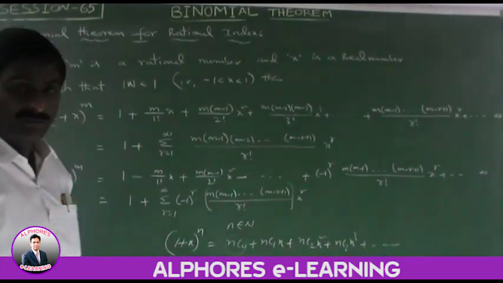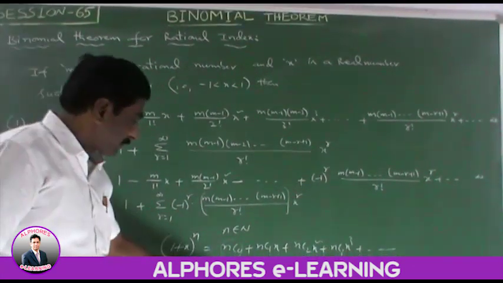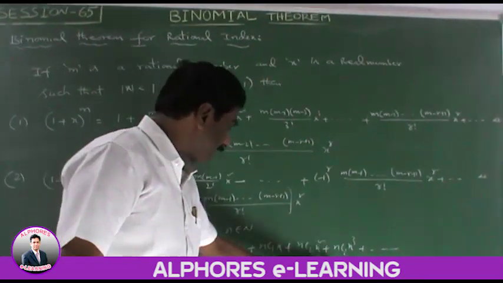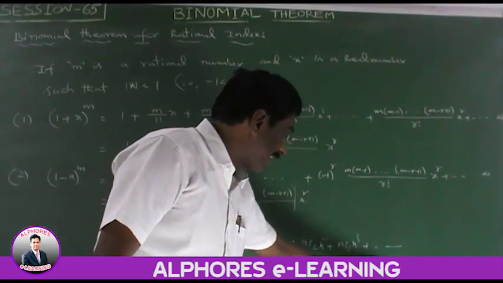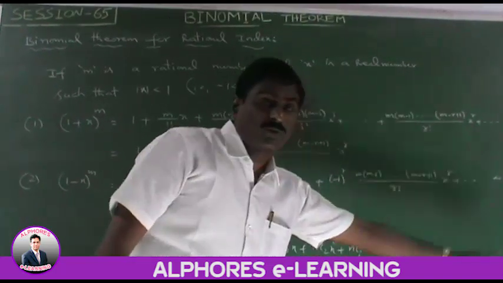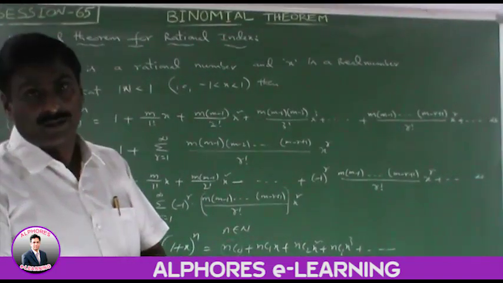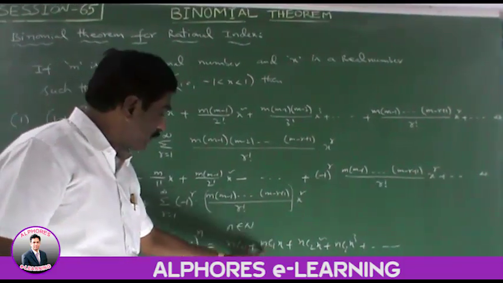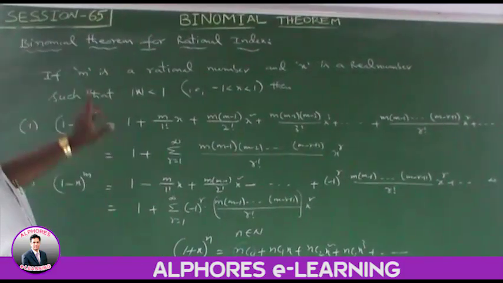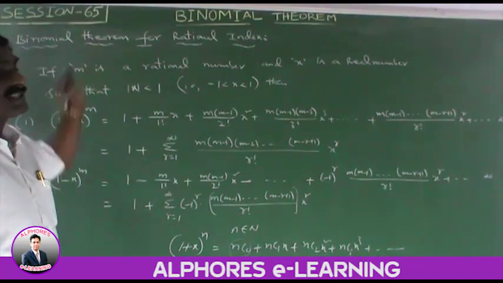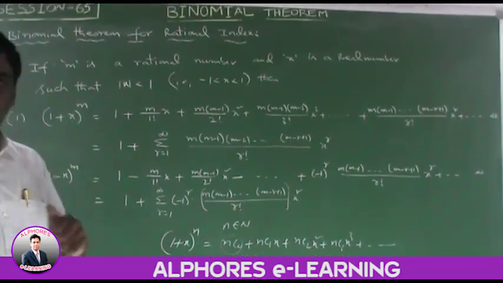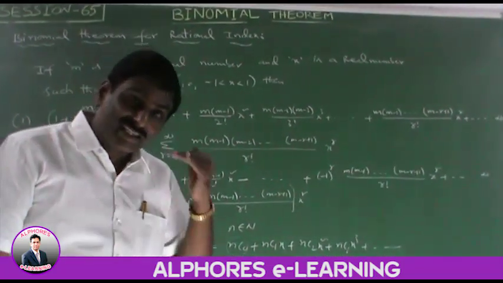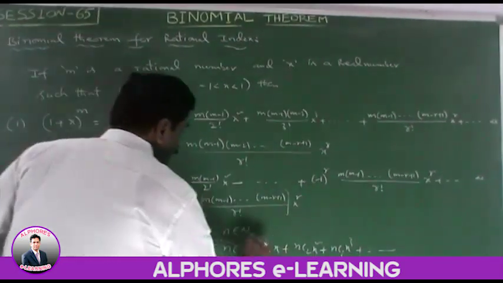In this way, please observe these values: 1 + n/1! x + n(n−1)/2! x² + n(n−1)(n−2)/3! x³ and so on. In this case, if n is an integer, nCr is defined, so we use this value. But if the value of n is a rational number, that means a fraction, not an integer, we use this formula.